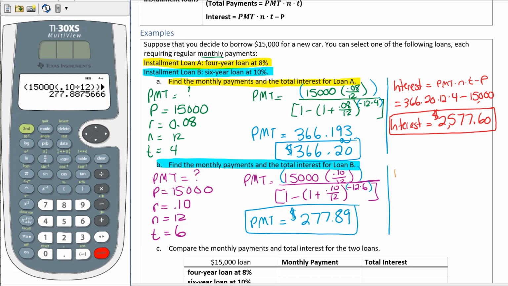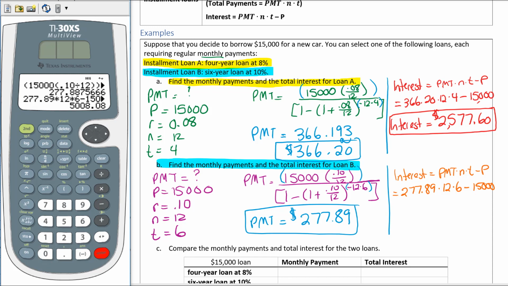So now we're going to find the interest, which is the payment times the number of payments you do times the years minus P. So we have 277.89 times 12 times 6 minus the original 15,000 that I owed anyway. And the interest here is $5,008.08.